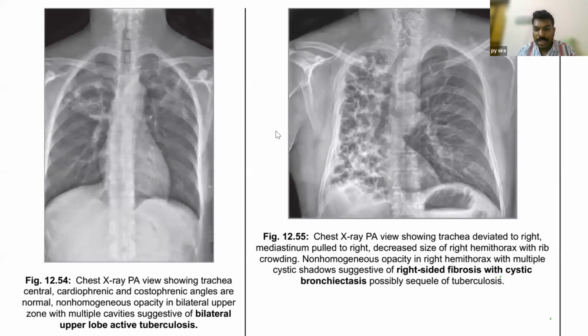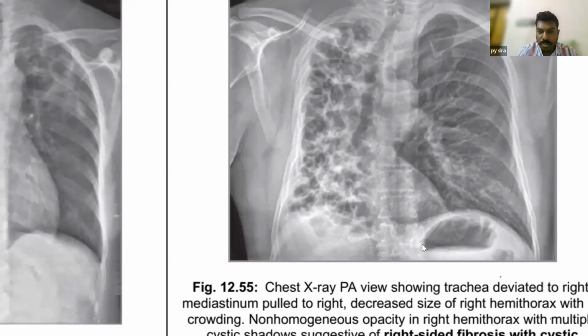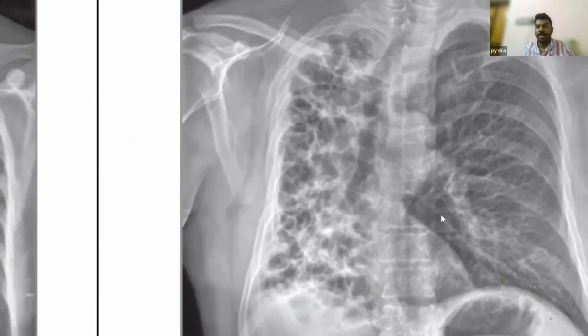What is this X-ray telling you? What is this appearance? This indicates multiple air fluid levels or a grape-like appearance. Whenever you get a multiple grape-like appearance, then this is going to be a case of bronchiectasis. Okay, bronchiectasis, you will get a lot of grape-like appearance.